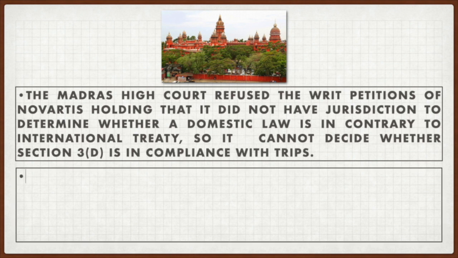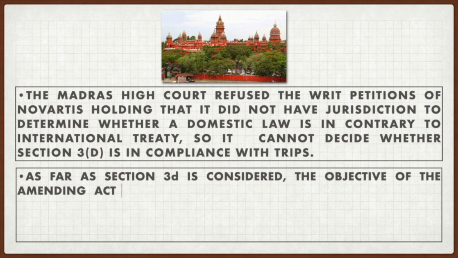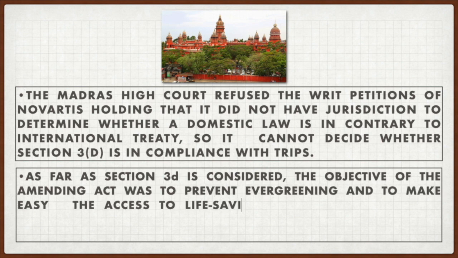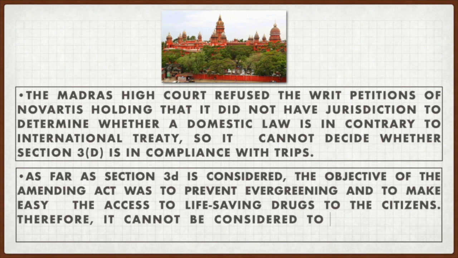And when it comes to the question of vague and arbitrary, Section 3D's objective itself was to prevent evergreening of patents. So it cannot be considered to be vague and arbitrary. What is meant by evergreening? Sometimes whoever owns a patent over a particular product will make minute changes to it before the expiry of the period of 20 years and will again apply for a patent such that their product won't fall into the public domain. Since it's not falling into the public domain, again and again he will be the patent owner of that particular product. In order to prevent that evergreening, Section 3D was formed. So we cannot say it is vague and arbitrary.